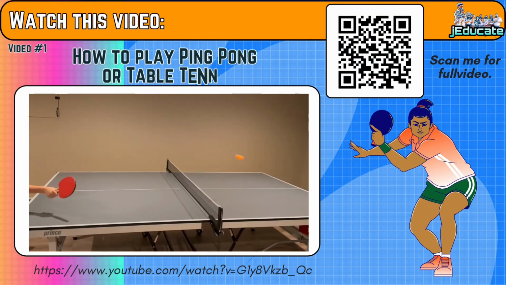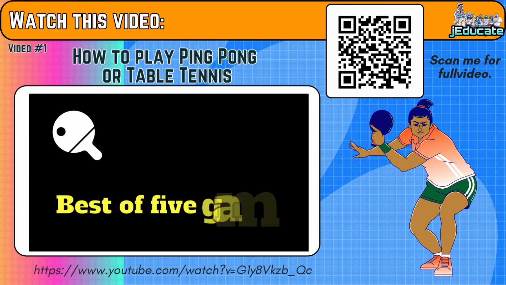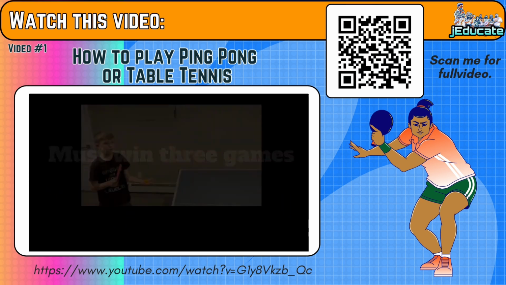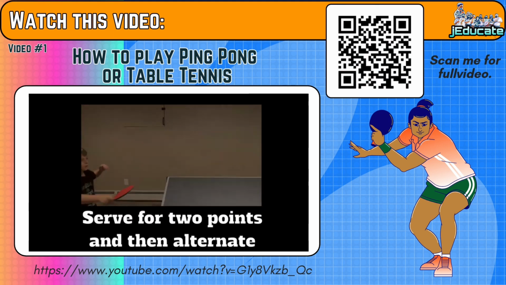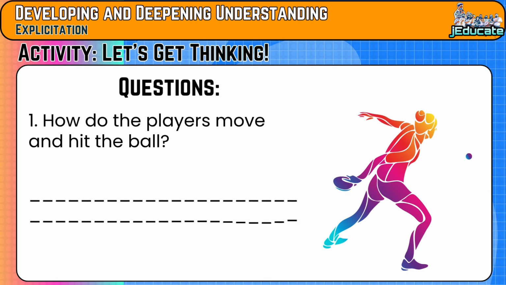Video number 1, how to play table tennis. Tennis or ping pong are both played on a table, the same type of table, and are very similar. A game is played to 11 points, but the winning player must win by 2. Competitions are usually the best of 5 games, so whichever player wins 3 games first wins the competition. Each player serves for 2 points at a time, and then the serve alternates to the other player. Unlike volleyball, it doesn't matter who. Questions.